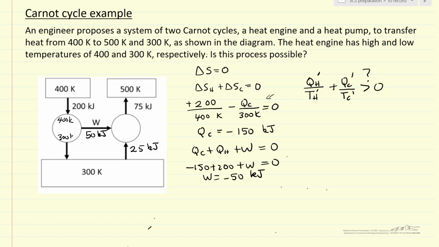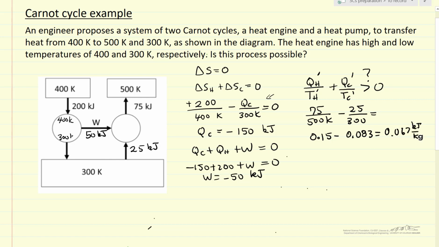Well, the QH, so we're going to do a balance on the reservoir. So now this QH is a positive number being added to the reservoir, so 75 kilojoules over 500 Kelvin. And then we're removing 25 from the low temperature reservoir. And we want to calculate what these numbers are. So the first 0.15 minus 0.083, 0.067 kilojoules per kilogram. That's entropy units. Delta S greater than 0 for an entire process. Therefore, it's possible. Doesn't mean we can do it, but it means at least theoretically it's possible.